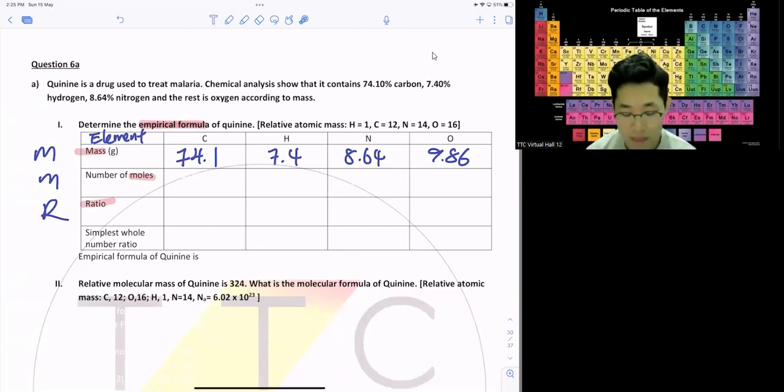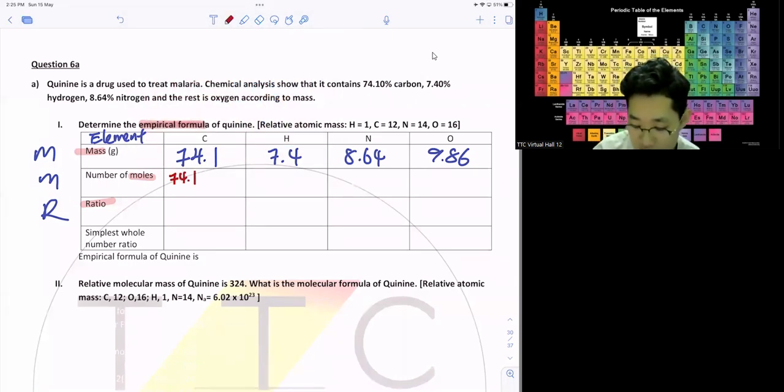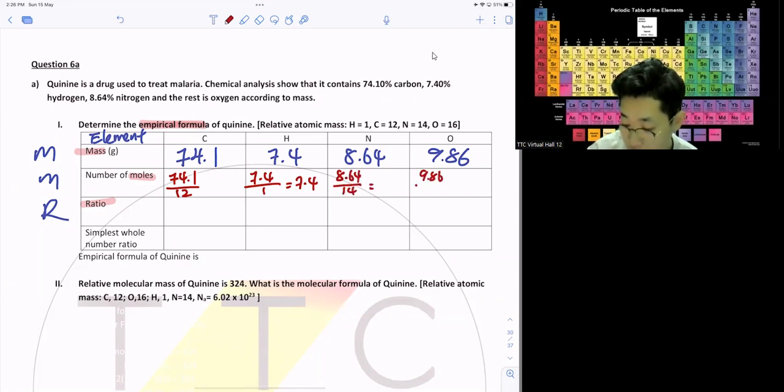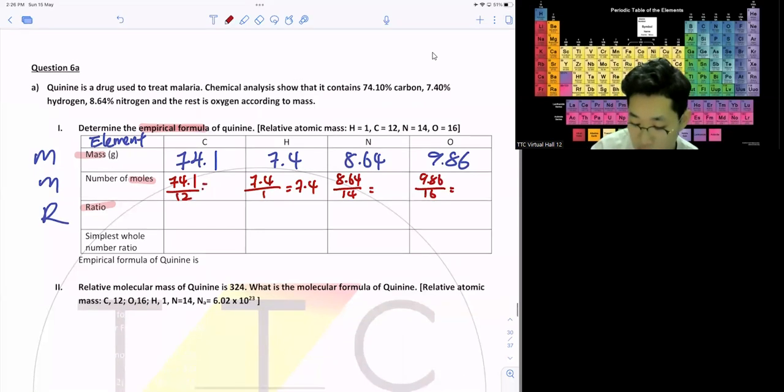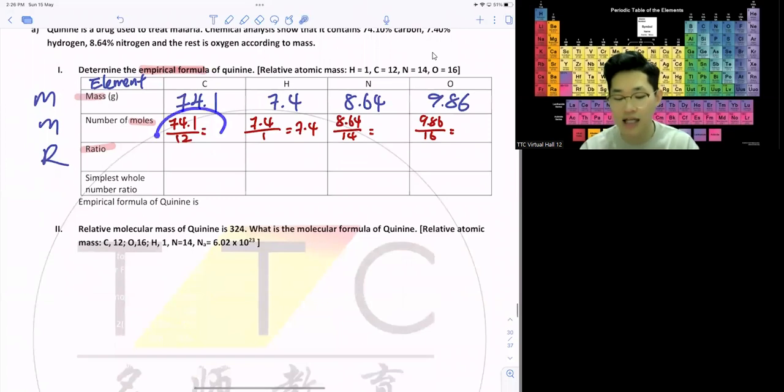Then you see, you got the mass already, and the question wants you to find number of mole. What do you do? Divide by the molar mass. What is the molar mass of C? 12. Press your calculator and get these three answers.